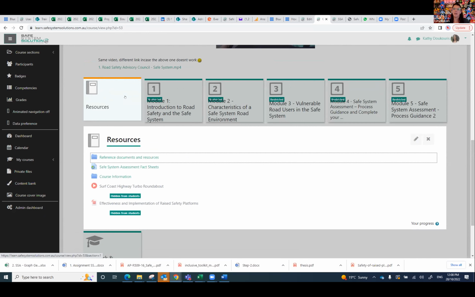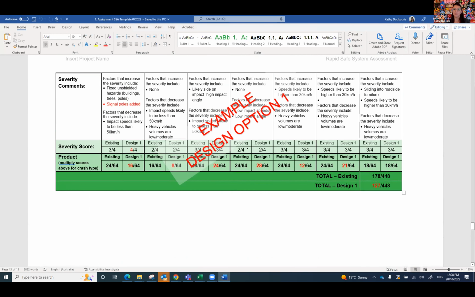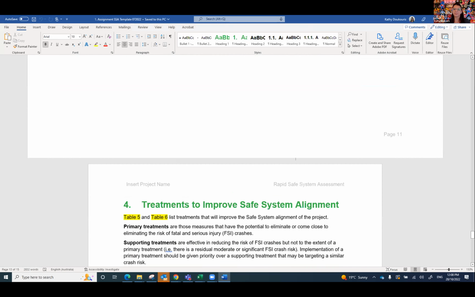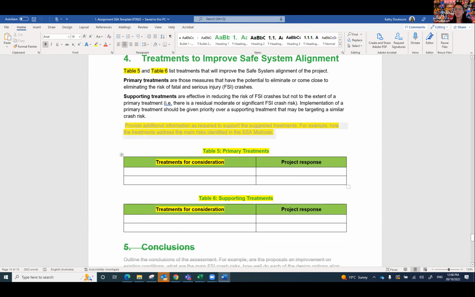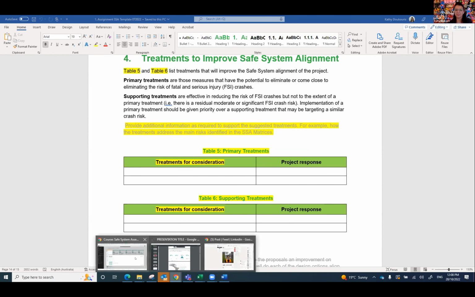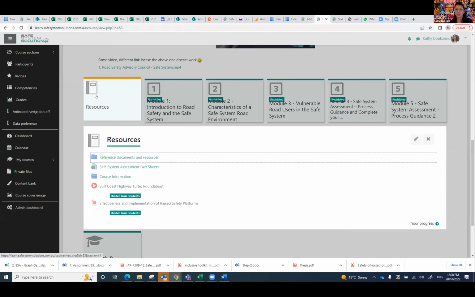Thanks, Ken. So we've hit the next stage once we've done this here. And this is where Ken talked about the primary treatments and supporting treatments. So what can we do now to improve safe system alignment of this particular design? So this is where you get to make some suggestions, and where you can have a look for some prompts here is in the resources section.